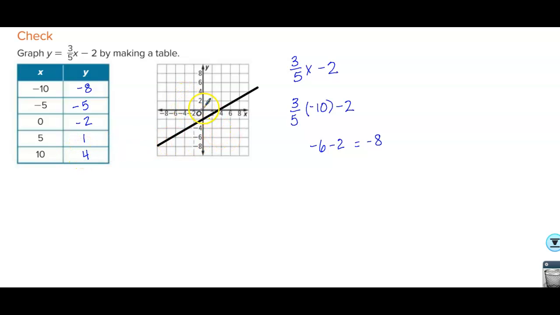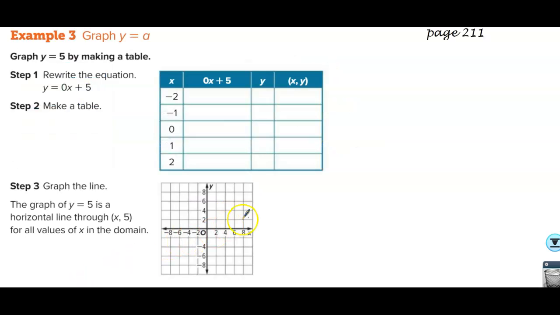So we would graph -10, which would be all the way to here, and then -8, which you can see, I've got the line where I need it. -5, -5, 0, -2, 5, 1, and 10, 4. Put your arrows on your line. It should extend beyond that. Okay, not too bad. What's up next?